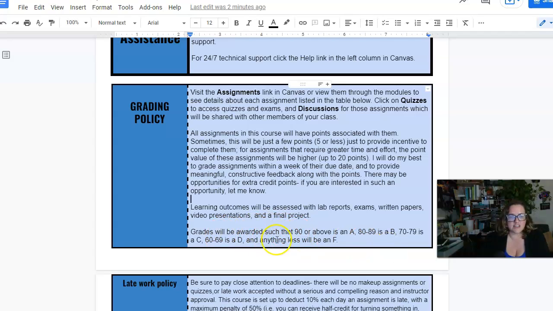Our grading scheme is nice and not weird, okay? So it's 90 and above is an A, 80 to an 89 is a B. If you're ever wondering, well, what if I have an 89.5? Is that going to be an A?